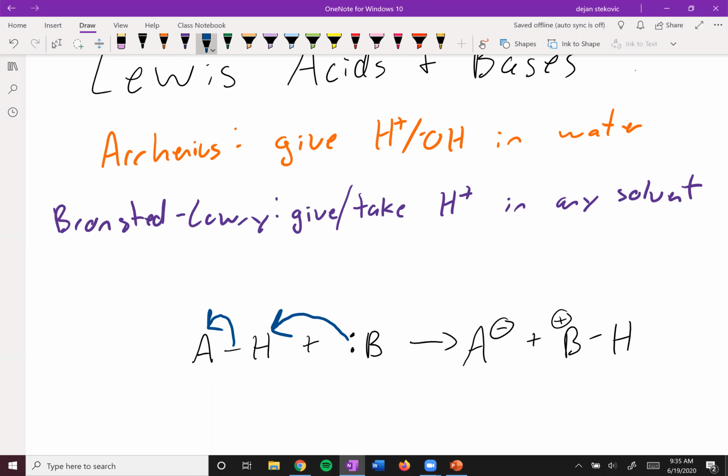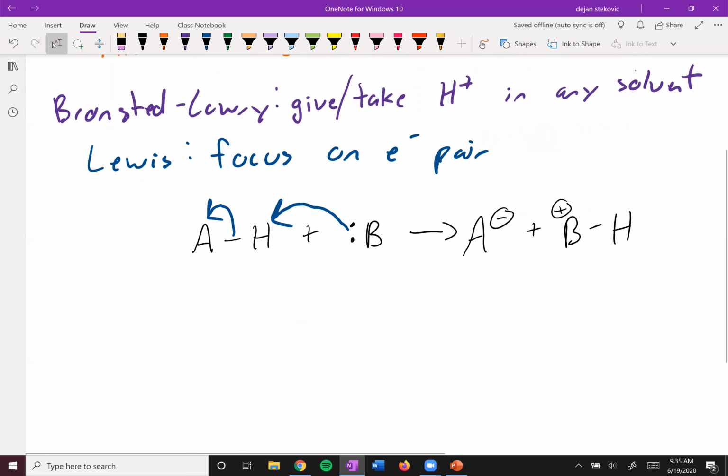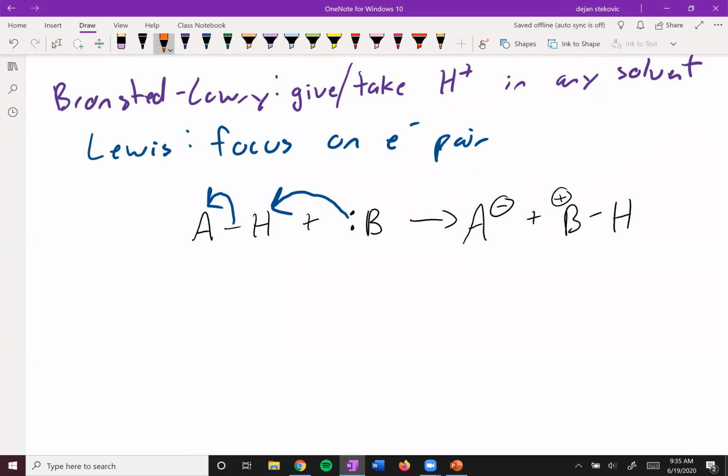And so that's where this guy Lewis came by and said, hey, wait a second, if we're talking about acids and bases, we don't even have to be talking about H pluses. Let's focus on these electron pairs instead. So he said, let's call things acids or bases whether they're donating or accepting H pluses. And we can see in this drawing, this is the acid, right? It donated the H plus, so that's an Arrhenius or Bronsted-Lowry acid, but it's also a Lewis acid.